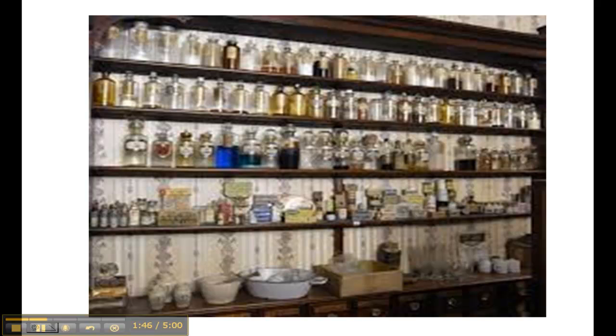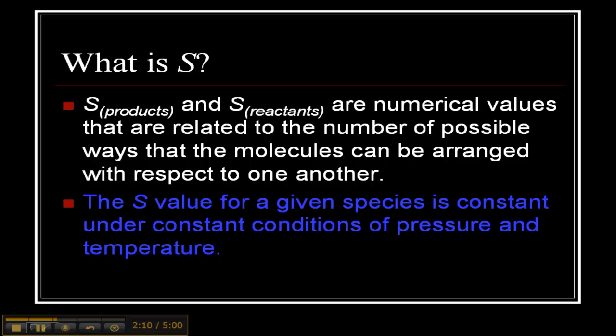So the more particles you have to arrange, then there are even more possible arrangements, so the S value becomes even greater. So in this picture here, we have tons and tons of bottles. So there are probably millions of different ways we could organize these particular bottles. So the greater the number of the possible arrangements, the greater the S value. Now the S value for a given species is going to be constant under constant conditions of pressure and temperature.